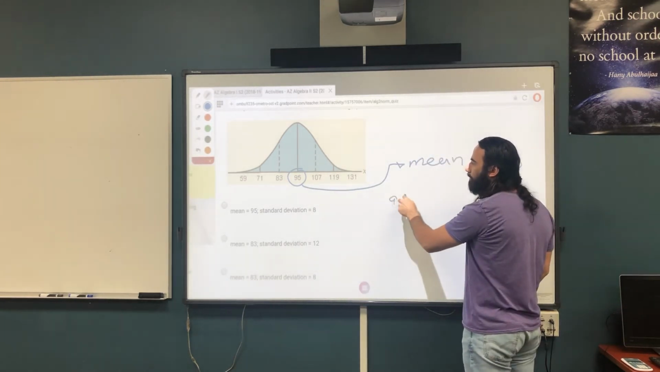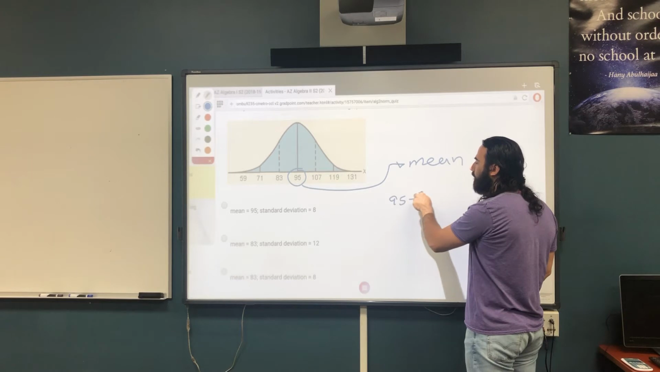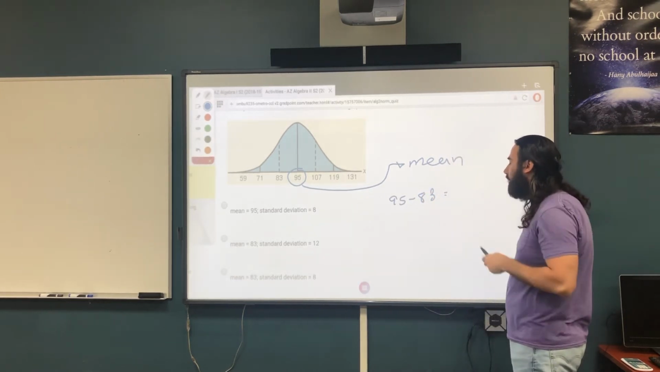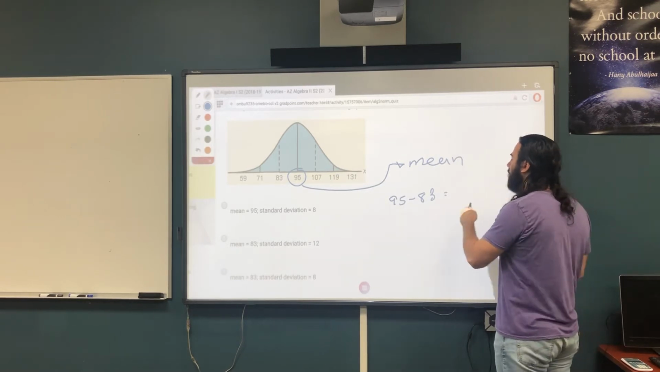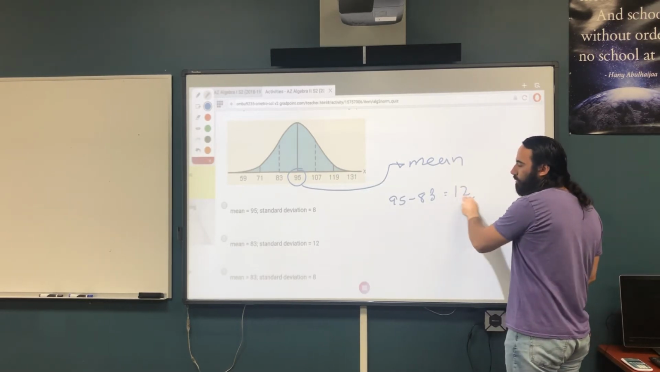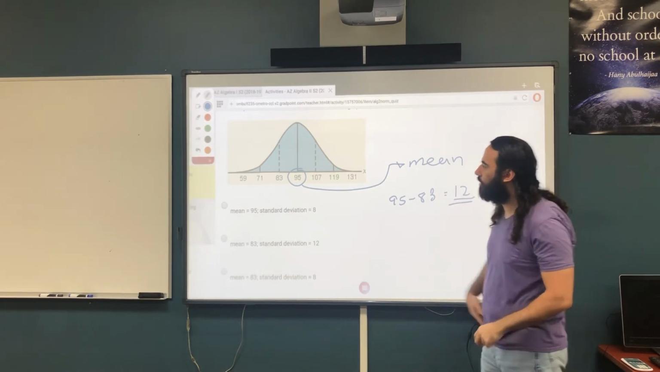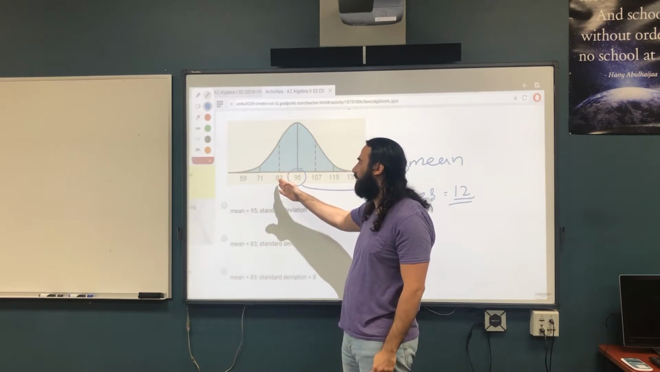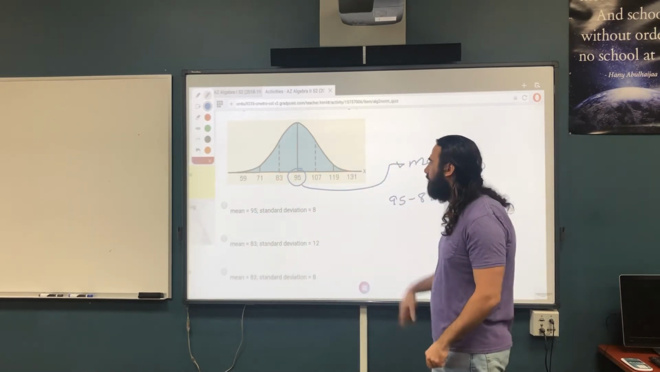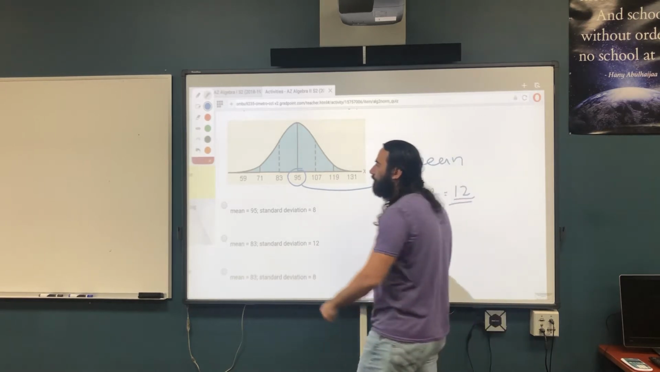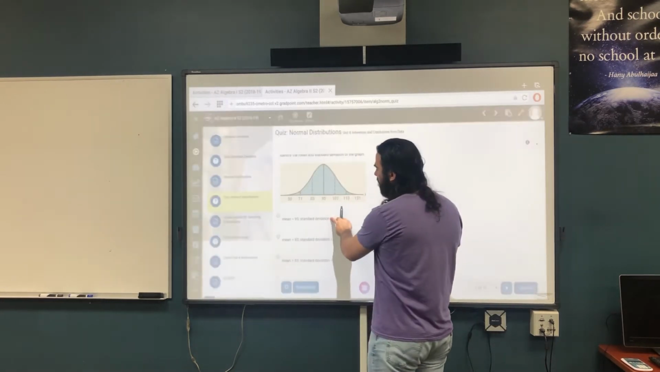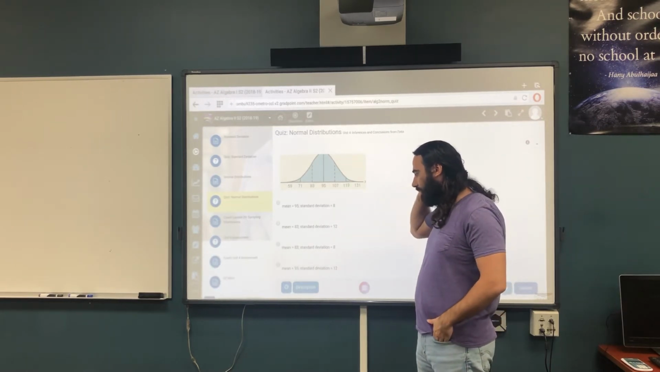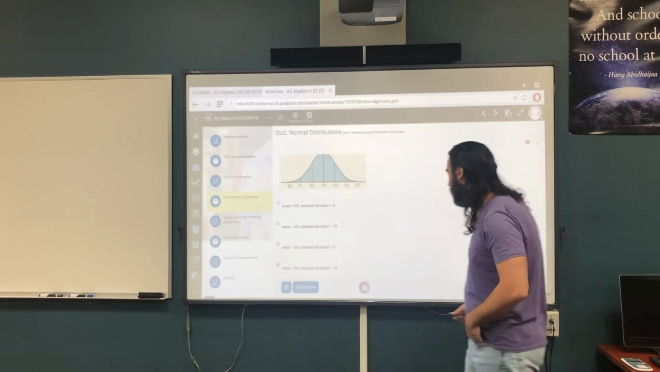So, for example, 95 minus 83, in this case, is 12, and this will be the standard deviation. Each time we add 12, so 59 plus 12 is 71, 71 plus 12 is 83, 83 plus 12 is 95, and so on. So the mean is 95 and the standard deviation is 12.